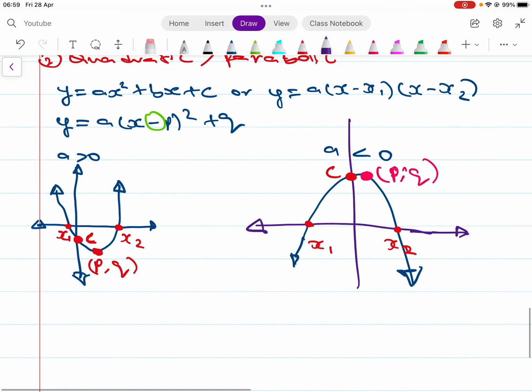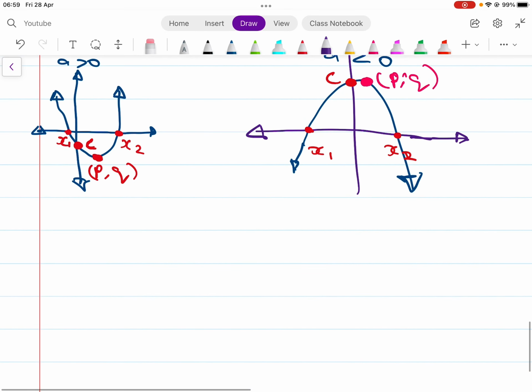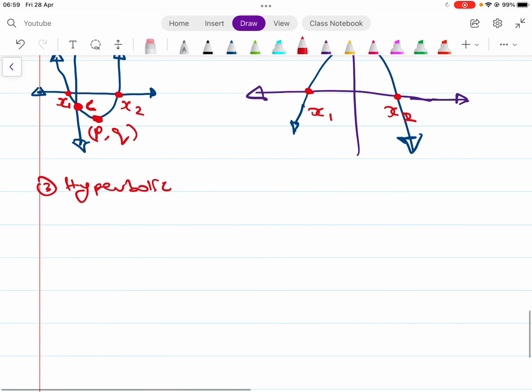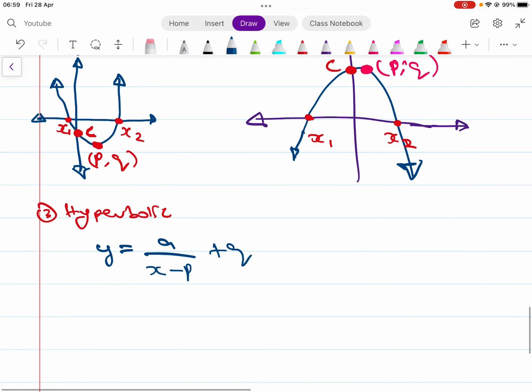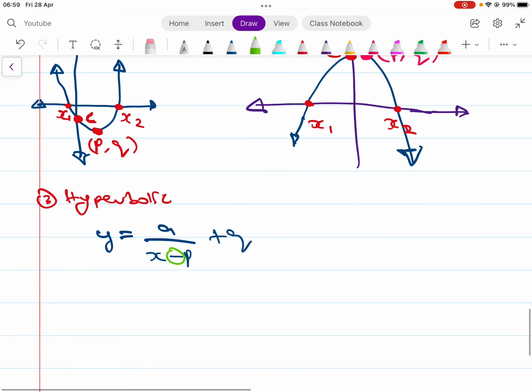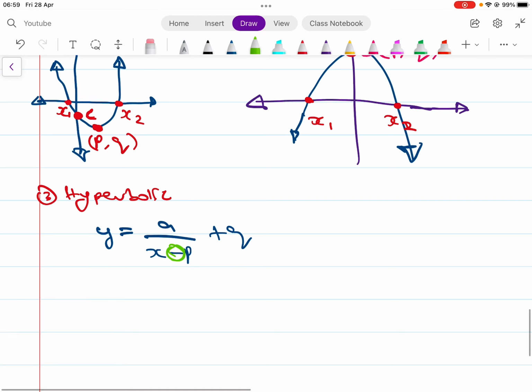And in the case of number 3, the hyperbolic functions, you have only one equation there, which is y equals a over (x minus p) plus q. Again, in terms of p, don't worry, it just shows whether the original graph was shifted to the left or to the right. So it can be a plus or a minus there.